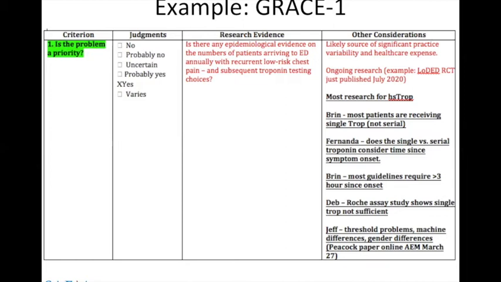Other comments by this group included likely sources of significant practice variability in healthcare expenses, and some ongoing research that was just published in July 2020. More research seems to be available for high-sensitivity troponins versus conventional. Some of the people made specific comments about single versus serial. And then there was some comment about gender differences and machine differences and threshold problems. All of these things were discussed by this group when they determined, yes, this problem is a priority.